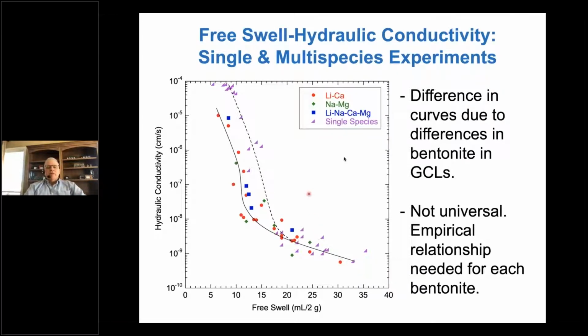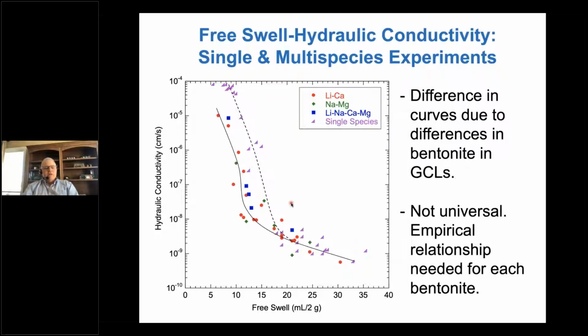There's another set of experiments. These are some single species experiments that we did with just a salt solution with just a single cation dissolved in solution, and we get a different line. And it's not so much because we use different cations, but between these two sets of experiments, we use different bentonite. They were done about 4 years apart in our laboratory, and the material that was in the GCLs that we were evaluating at the time had changed. The bentonite source had changed.